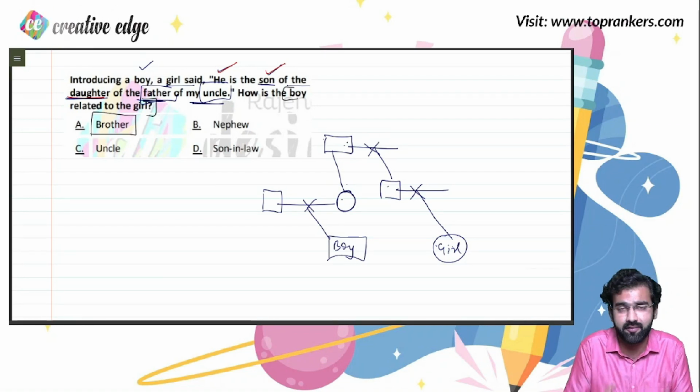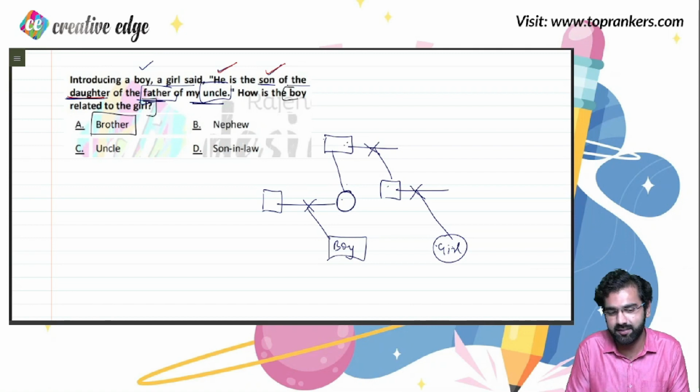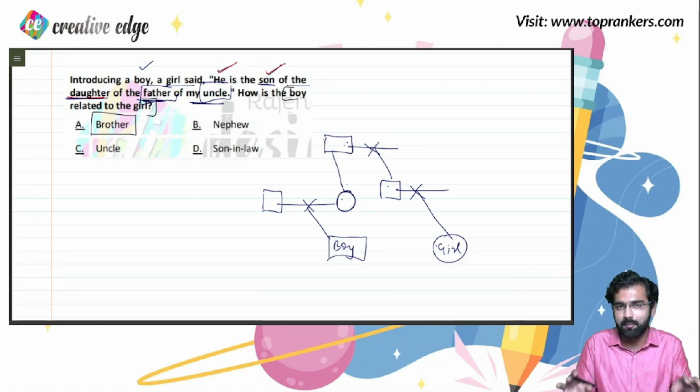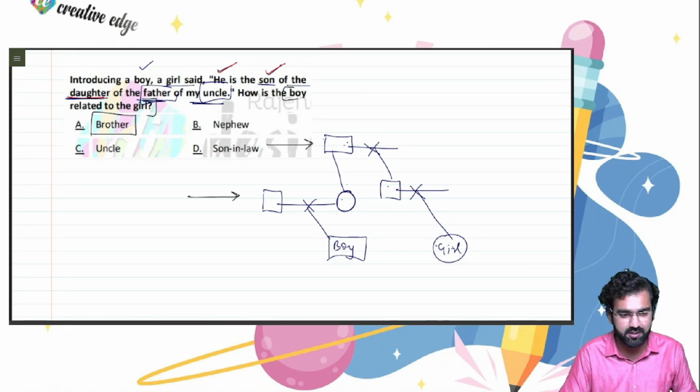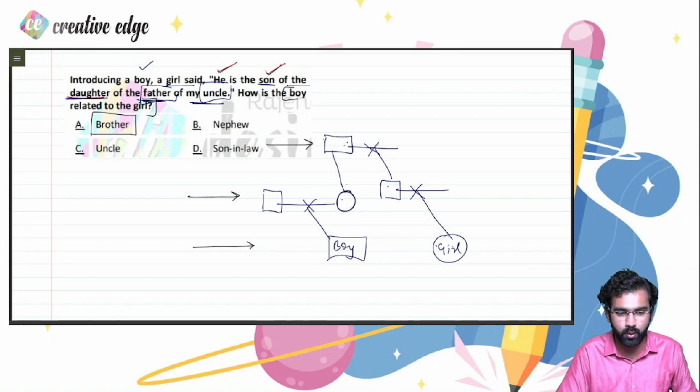Because the more specific answer, since we are not given cousin, shall I say this girl and boy belong to the same family tree? And they are on the same generation level. This is the grandfather, grandmother generation. This is the parents generation. And this is the children generation, where boy and girl are there.